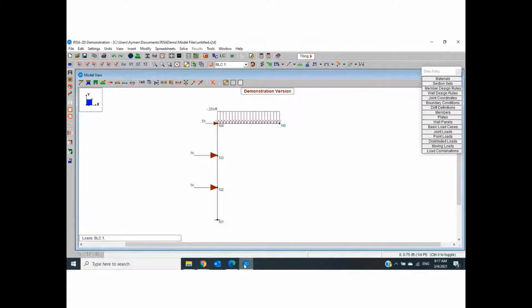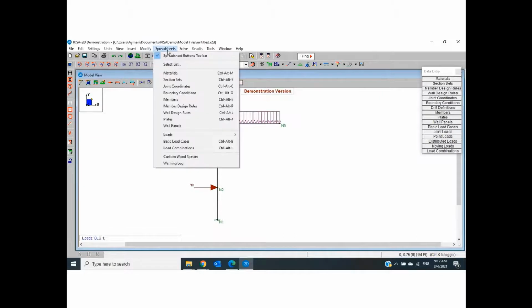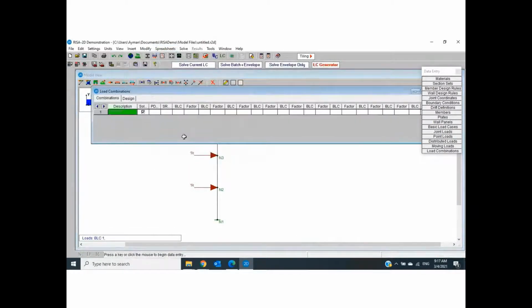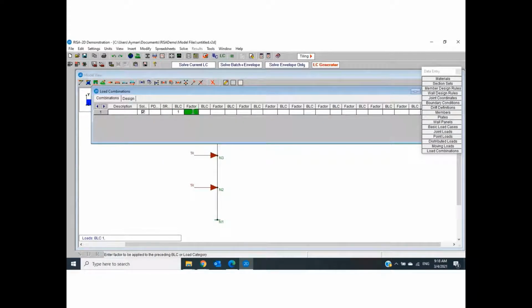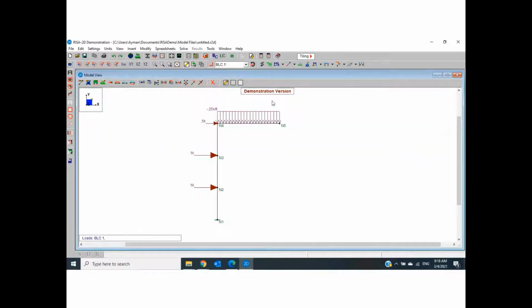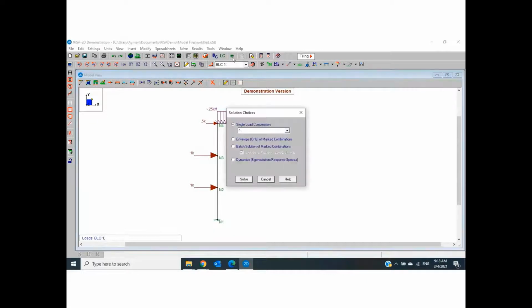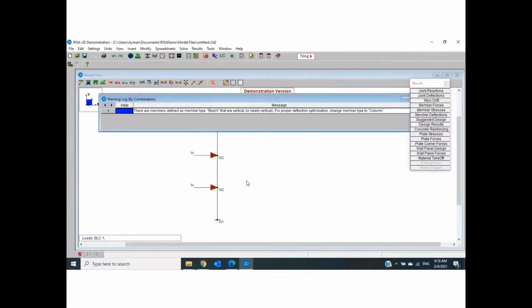We are ready. Before starting to solve, do you remember spreadsheet, load combination, enter, basic load combination, it will be basic load case 1, and the scale factor is 1. Once you are done, close the window and start to solve. This little icon equal, solve.